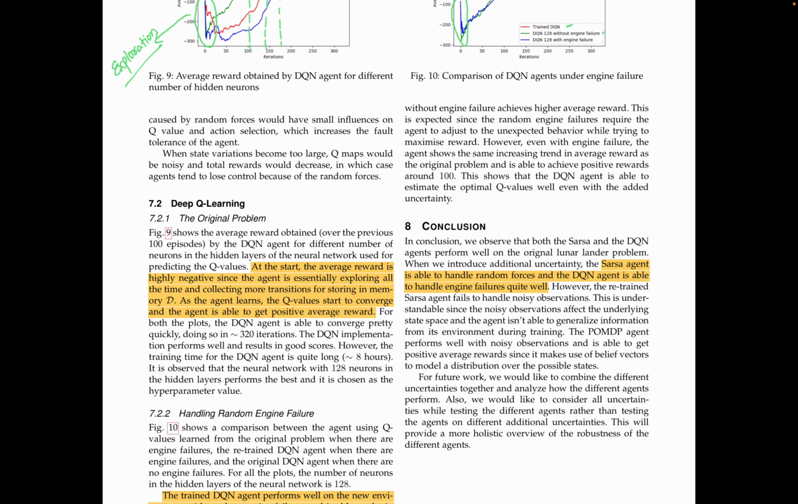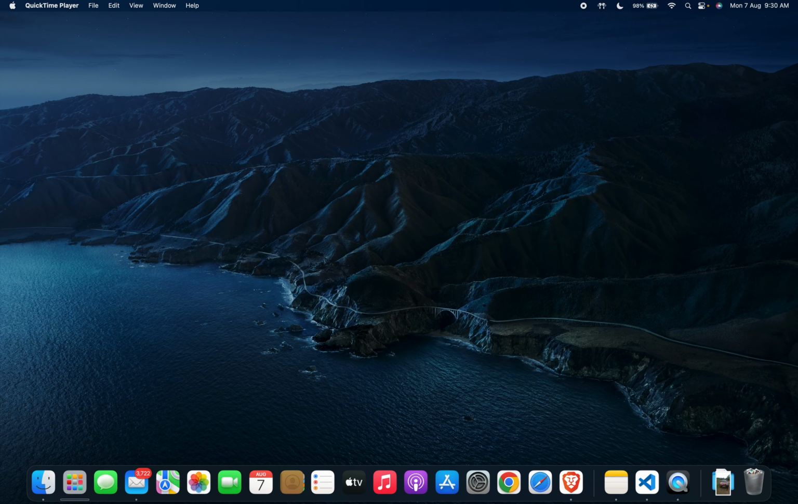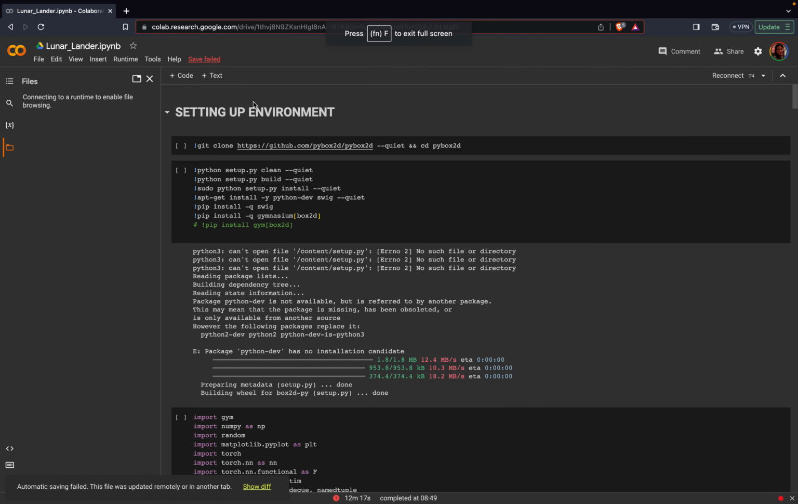The next is how this code works. Let me go ahead and stop the mirroring of the screen and take you to the code. Let me reconnect this. I've already run this whole thing for you, but I'm going to rerun it.